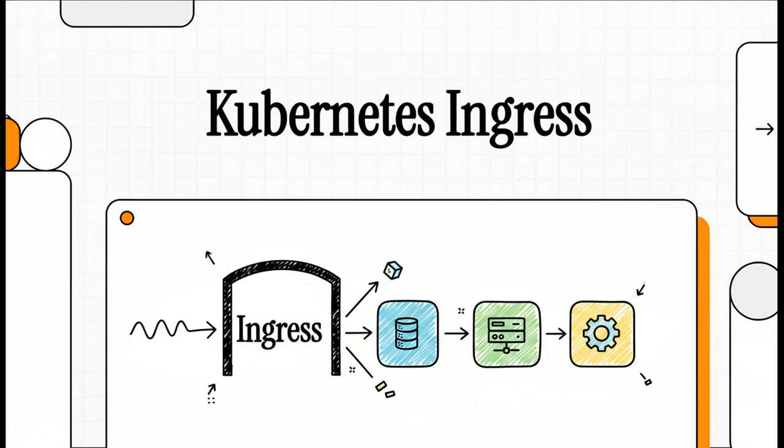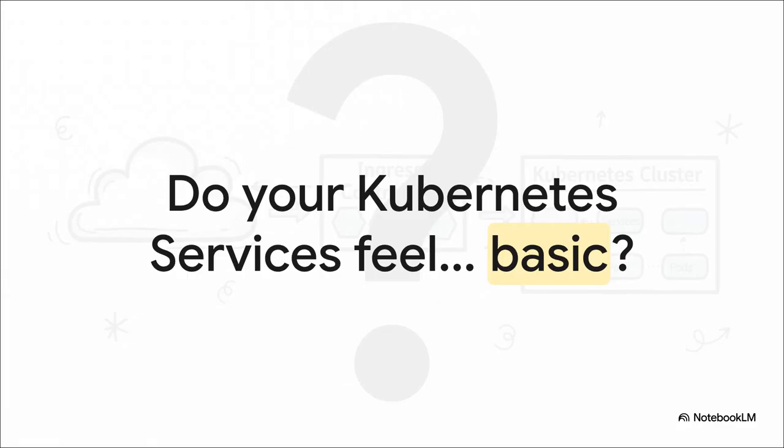Today we're going to tackle a concept that honestly can be a little tricky for a lot of folks in the Kubernetes world. We're talking about ingress. Think of it as the smart gateway, the traffic cop for your cluster, directing everything from the outside world to your applications. And trust me, getting this right is a total game changer. So let's just dive right in.